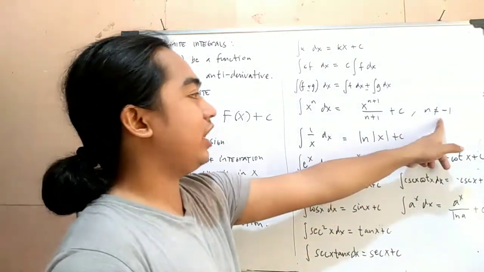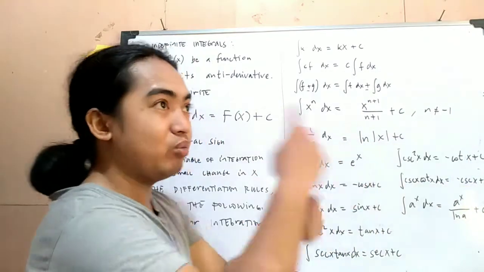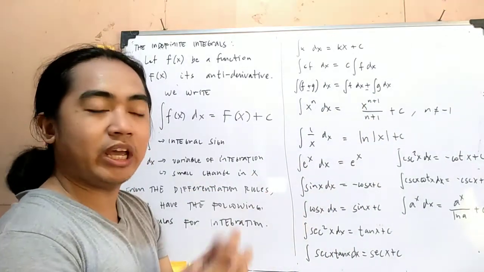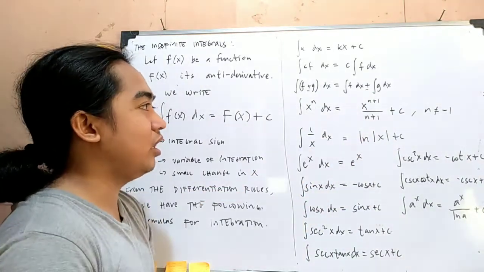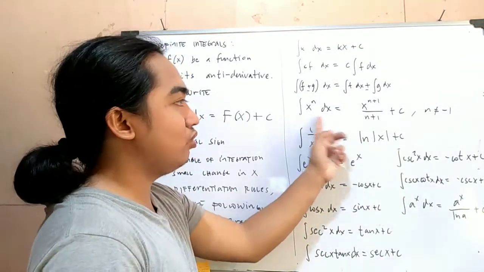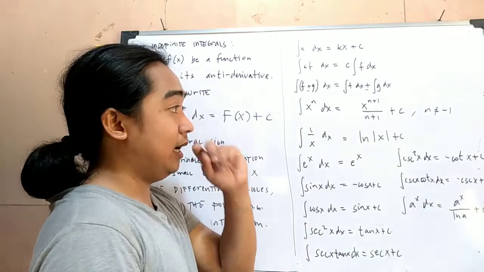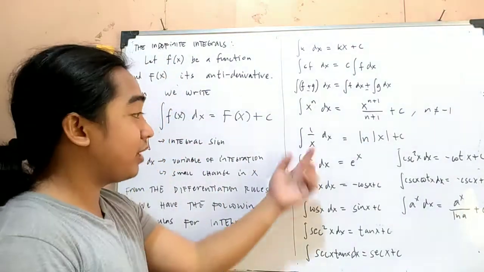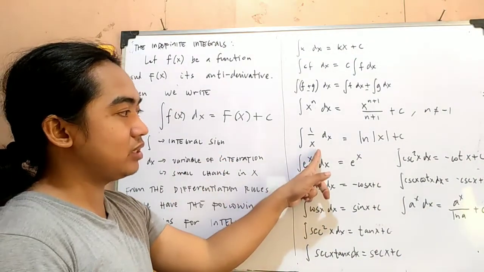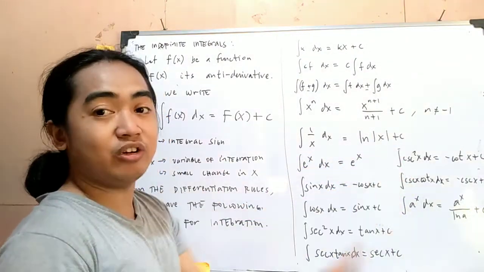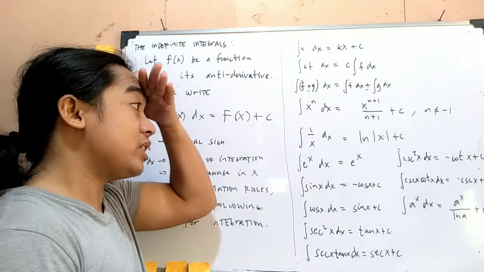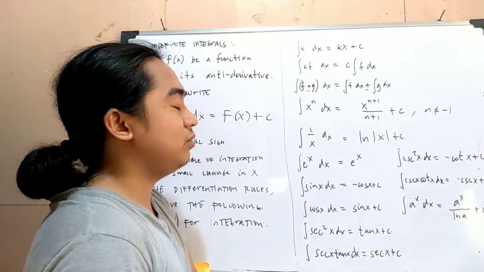And take note here na n should not be equal to negative 1 kasi magiging 1 over x siya. So, magiging 1 over 0 to eh. Negative 1 plus 1 is 0. So, magiging undefined siya. So, ayaw natin yun. Kaya, gagamitin nyo lang itong rule na to kapag yung n mo is not equal to negative 1. So, kapag negative 1 siya, ang ibig sabihin nun, pagka x to the negative 1, 1 over x, ang integral niya lang ay ln of absolute value of x plus c. Kailangan mo yung absolute value kasi dapat yung argument sa loob ng natural logarithm is positive number.